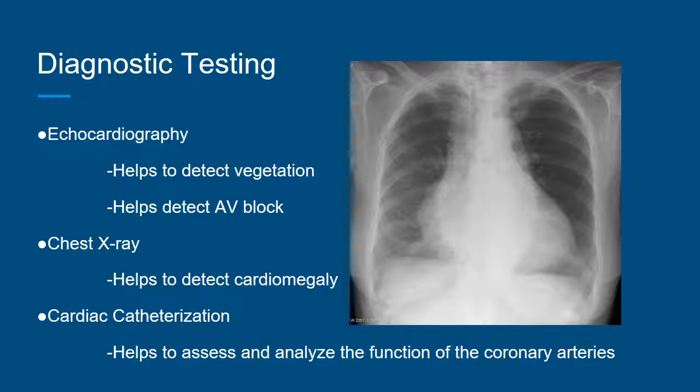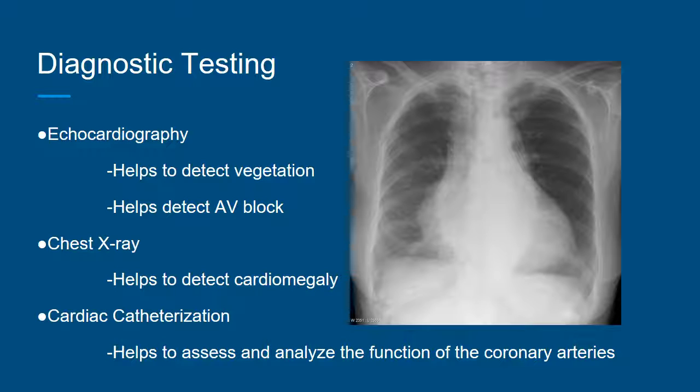Diagnostic testing. In endocarditis, an echocardiography will be done. This helps to view the vegetation that may have been done in this infection. In the echocardiography, they also look to see if there is AV block. Sometimes the vegetation can occur around the AV node, causing AV block.